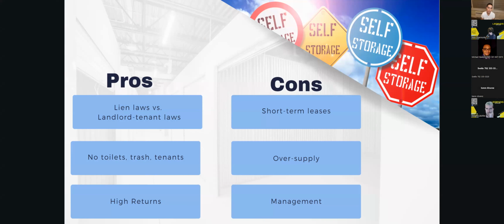And then you have your cons. So short-term leases. So obviously it's month to month. And that can be a little dicey because you have a higher turnover rate. So you have to be prepared for that. And a good operator obviously is going to be prepared for that.